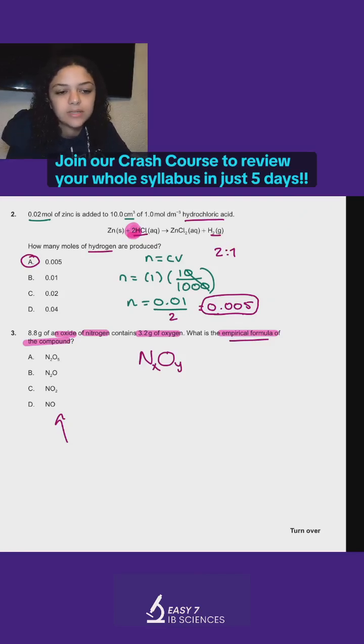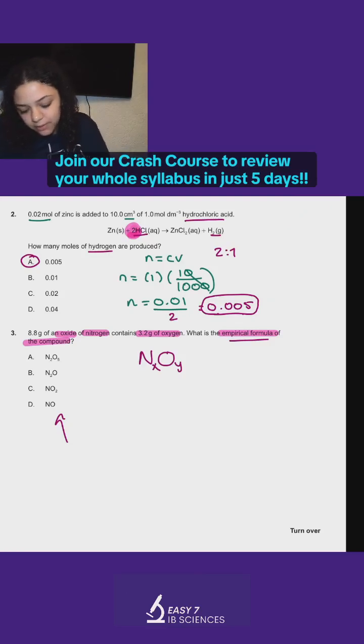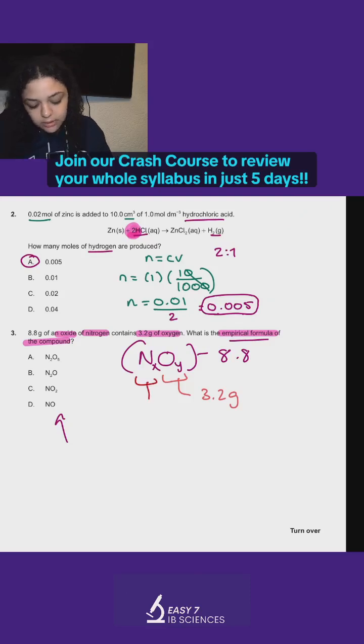Okay, we need to find the mass of nitrogen by subtracting it. Good, I like that. So exactly, if our total oxide weighs 8.8, and it's telling me that the oxygen specifically weighs 3.2, then I can find the mass of nitrogen by subtracting it. So 8.8 minus 3.2 is going to be what? 5.6. Now that I have my grams, I need to find the moles.